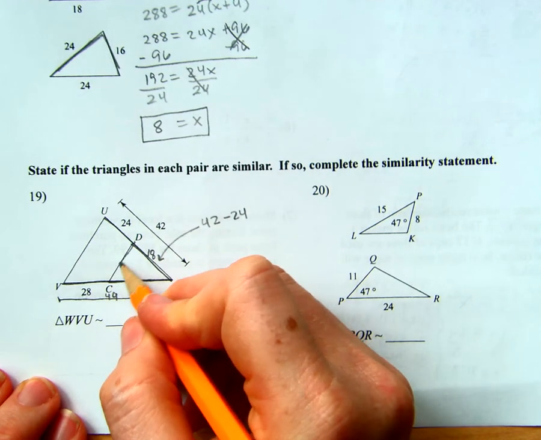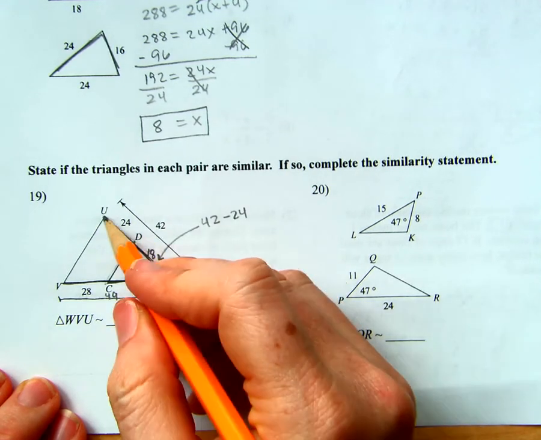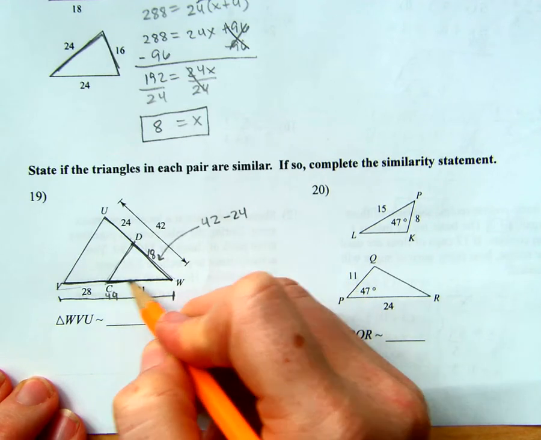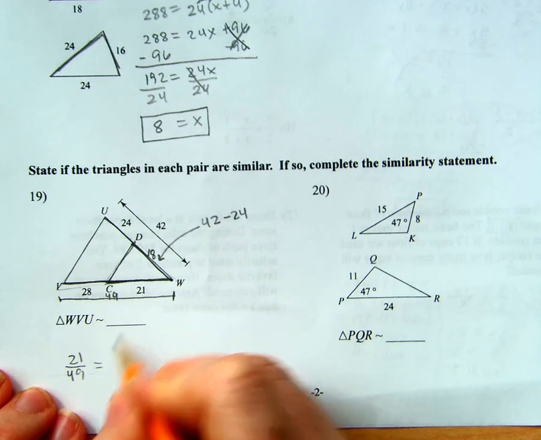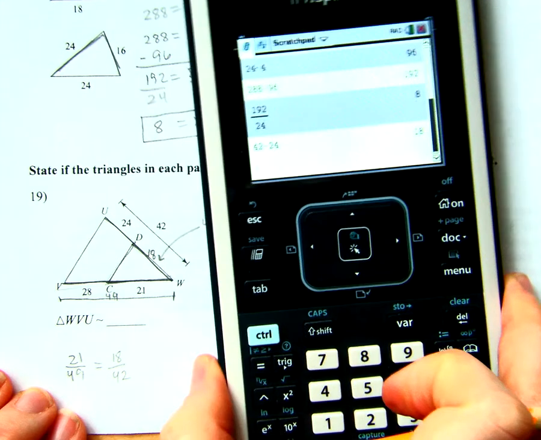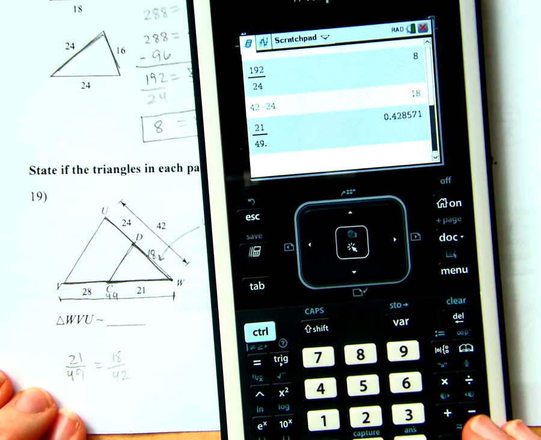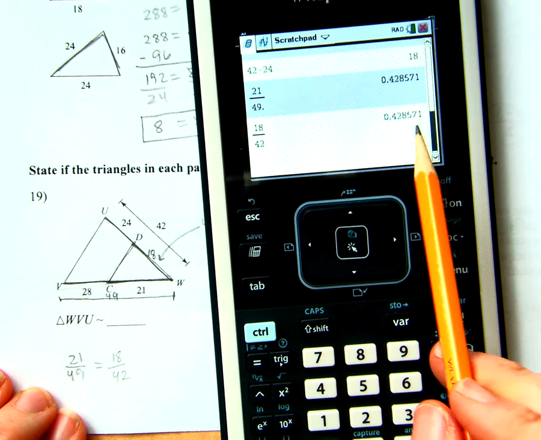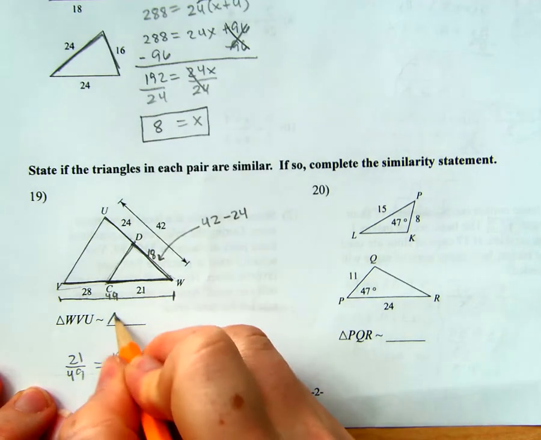So I'm going to check DCW with UVW. So the question is, is 21 over 49 equal to 18 over 42, right? If I go to my calculator and I check 21 over 49, I get 0.42. If I check 18 over 42, I get 0.42. So you can see I get the exact same ratio here, and that tells me these are similar.